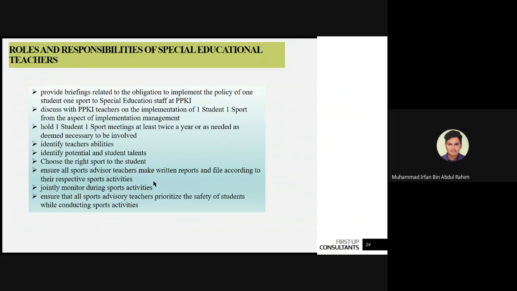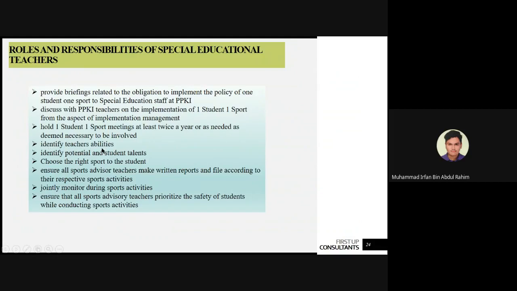The first one is teachers need to provide briefing related to the obligation to implement the policy of one student, one sport to special educational staff at PPKI. Second one is discuss with PPKI teachers on the implementation of one student, one sport from the aspect of implementation management. Next is hold one student, one sport meetings at least twice a year or as deemed necessary.